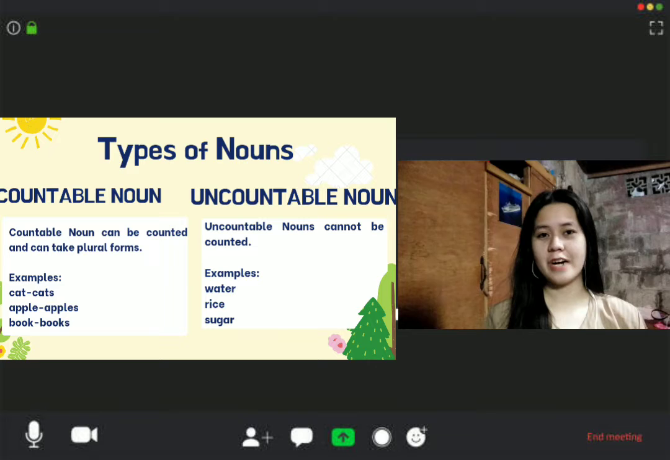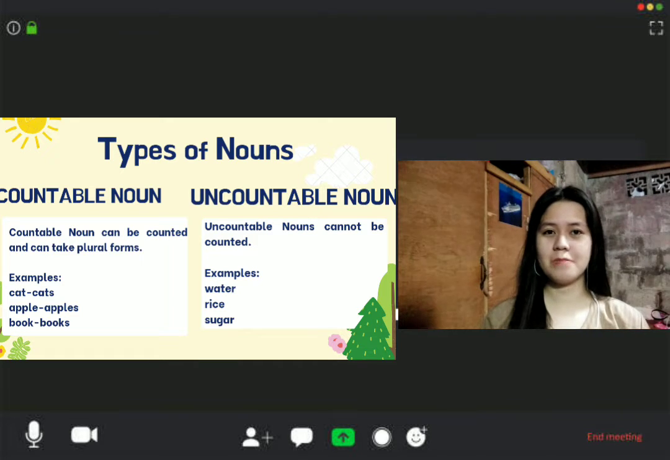Next, we have countable nouns and uncountable nouns. Countable nouns can be counted, while uncountable nouns cannot be. Countable nouns have a plural form like cat to cats, apple to apples, and book to books. It answers the question, how many? On the other hand, uncountable nouns do not have a plural form like water, rice, and sugar. It answers the question, how much?